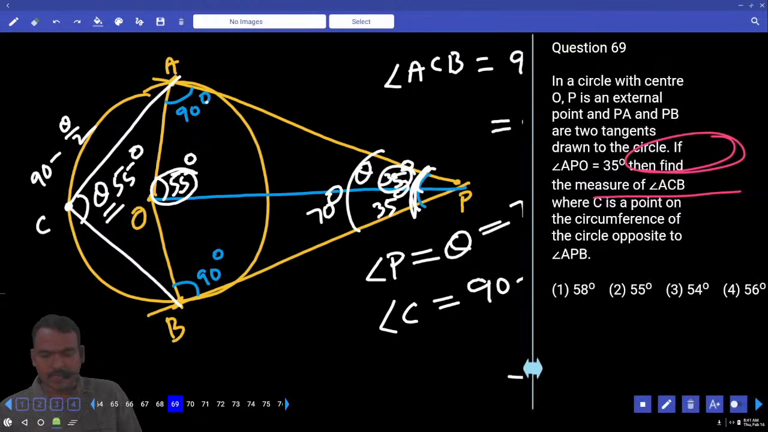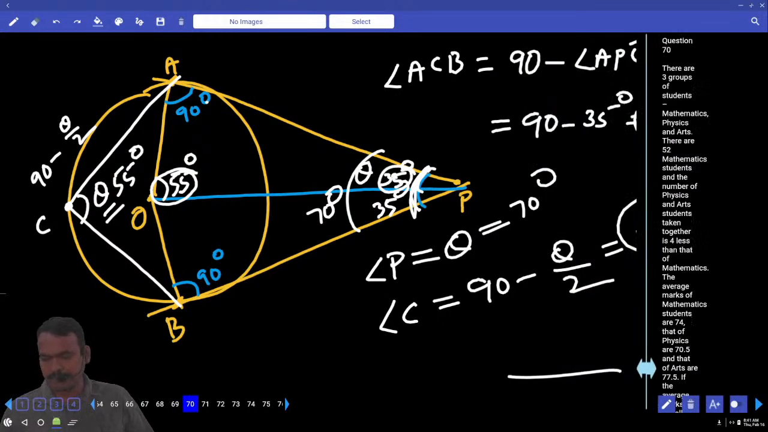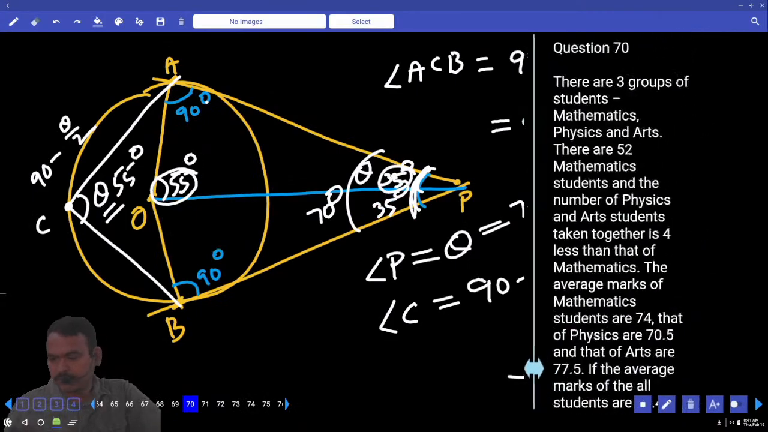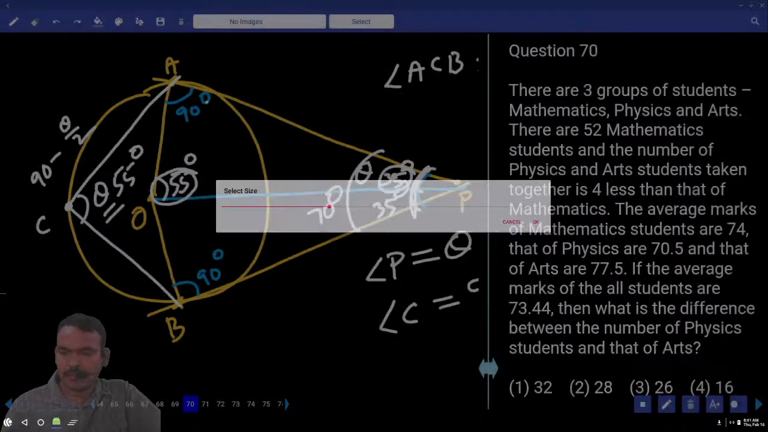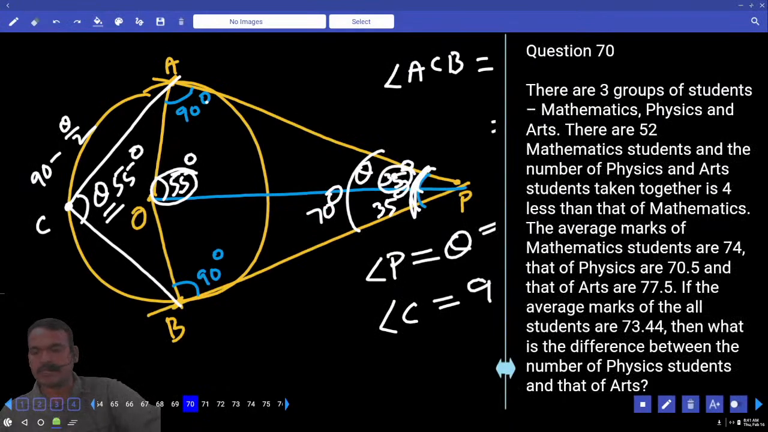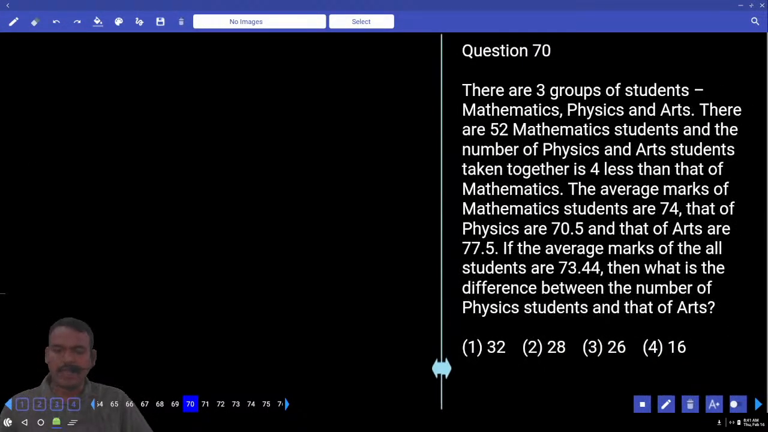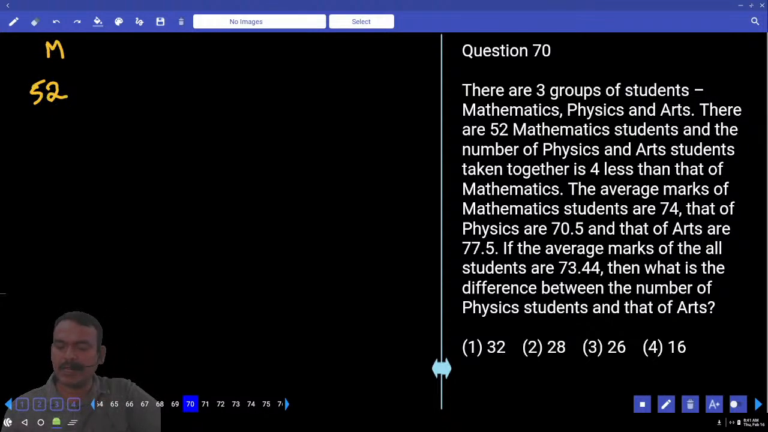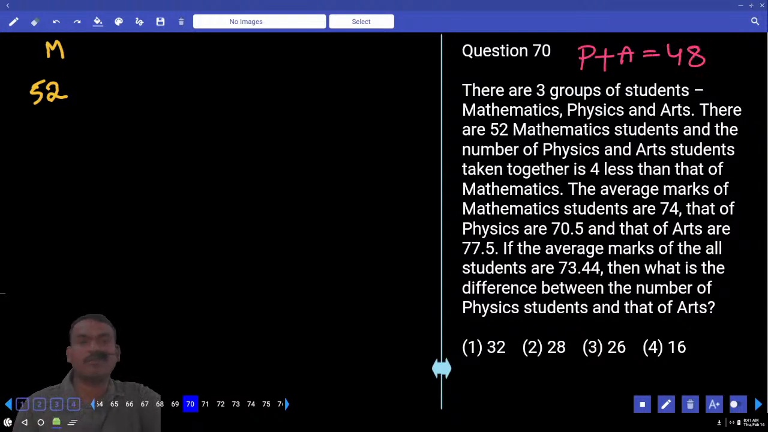Next question number 70. There are 3 groups of students: mathematics, physics and arts, and there are 52 mathematics students. How many mathematics students are there? 52 mathematics students. And one more, the number of physics and arts students taken together is 4 less than that of which one? Mathematics or not? Okay. Means physics plus arts is equal to how many members? 48 or not? Physics plus arts equal to 48.